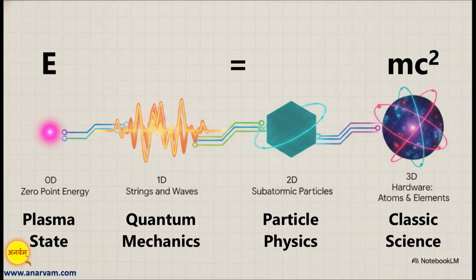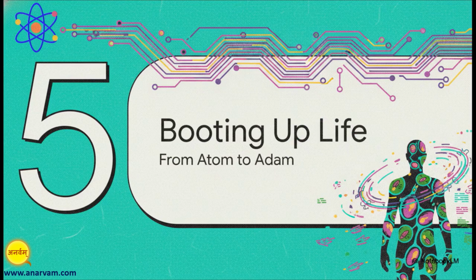So, directed by the precise commands of the hum, this energy essentially gets a sequential dimension upgrade. It condenses from zero-dimensional zero-point energy up to 1D strings and waves, into 2D subatomic particles, and finally pops into 3D fundamental particles like bosons and leptons. These then fuse to create atoms and the 118 elements. The profound takeaway here is that physical hardware, the matter all around us, is simply condensed, software-controlled energy defined by E equals mc squared. And that sets the stage perfectly for Phase 5, booting up life.